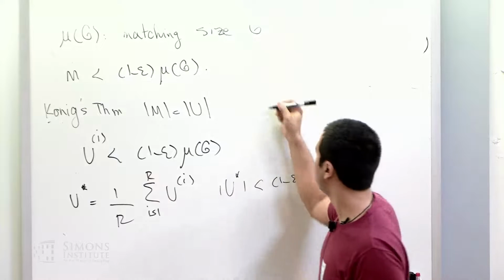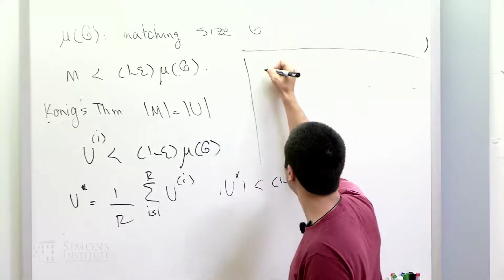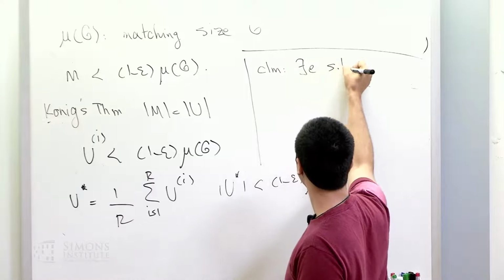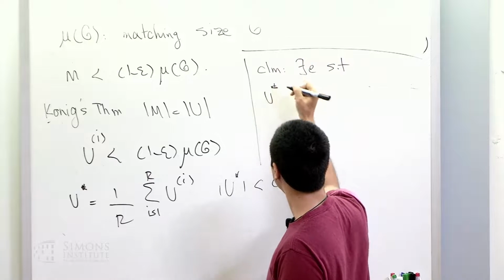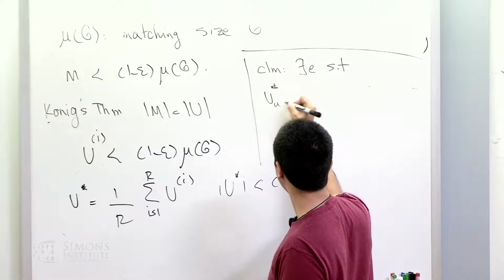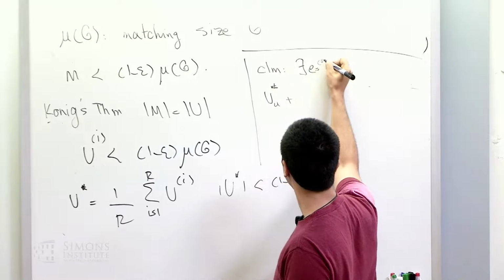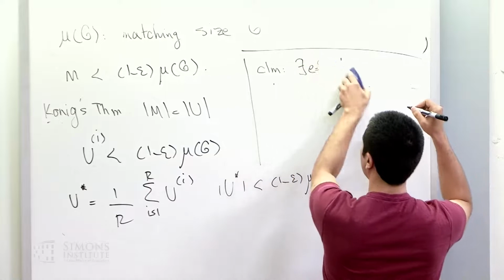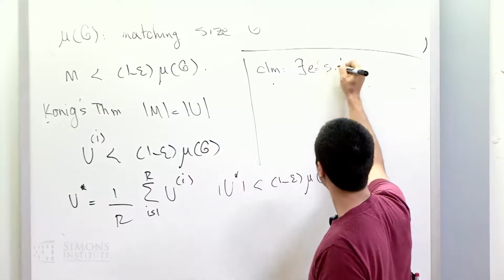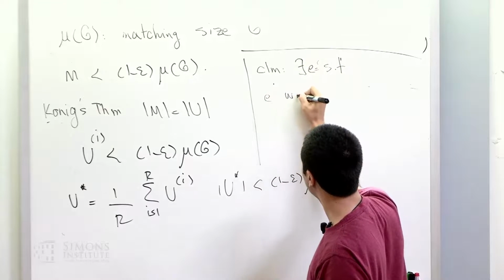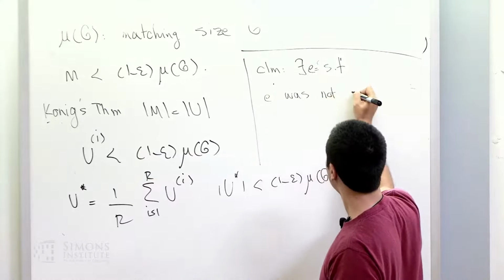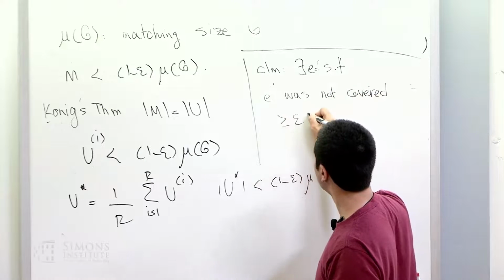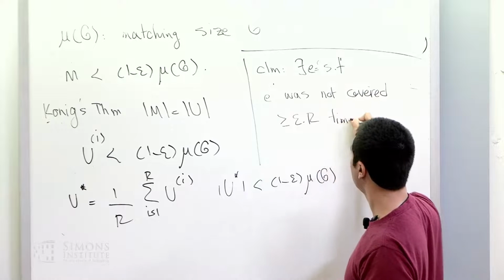In fact, maybe let's say it this way. There exists an edge E such that E was not covered more than epsilon times R times.